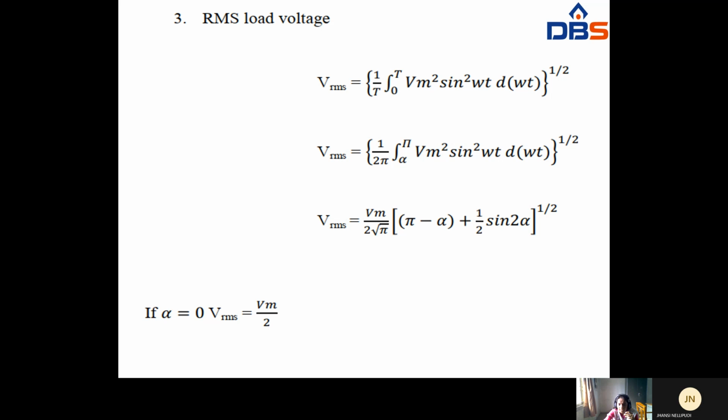This is VRMS. So VRMS equals Vm by 2 root of pi minus alpha plus 1 by 2 sine 2 alpha. When substituting, if alpha equals 0, then VRMS equals Vm by 2.